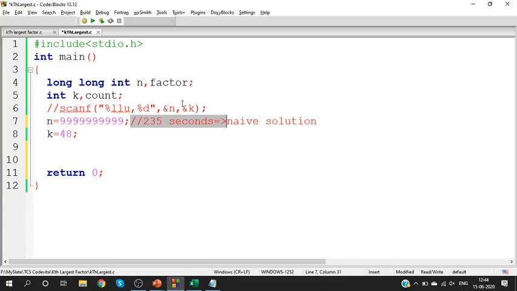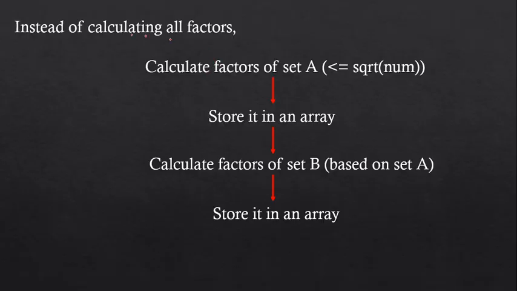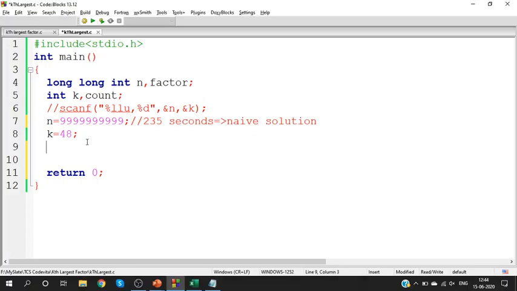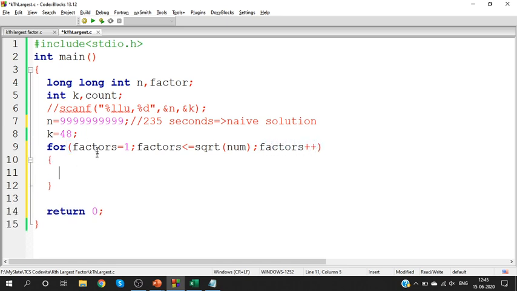Okay, so here what did we say in solution 2? Don't calculate all factors, calculate factors of set A. Where does set A lie? Less than or equal to square root. Okay, so I'm going to search for factors within the square root. Factors less than or equal to square root. Factors plus plus. Is it clear? So we are searching only in set A. Is that clear? Don't search for all the factors. Search only within set A.